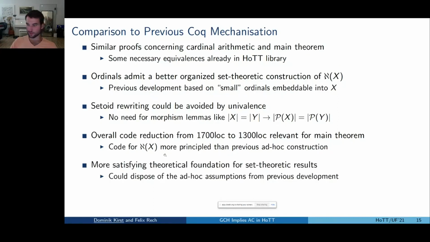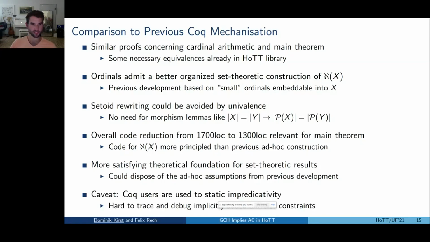Also, on the more theoretical side, it's of course more satisfying to be in a well-behaved type theory where you don't need ad hoc assumptions to make a result provable. And the only caveat is really that, of course, Coq users are used to having a static universe of propositions and static impredicativity. So it was slightly unexpected and sometimes really intricate to work with dynamic propositions and make sure that you get all the universe constraints right, because sometimes they are hidden so implicitly that it's hard to figure this out.